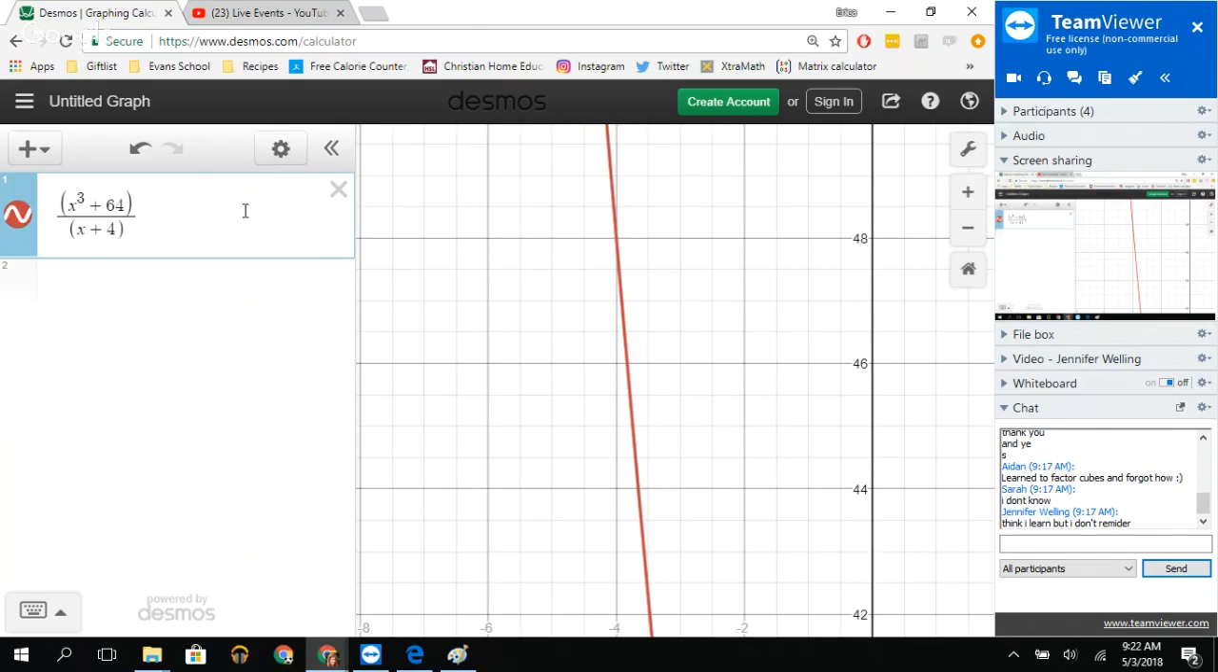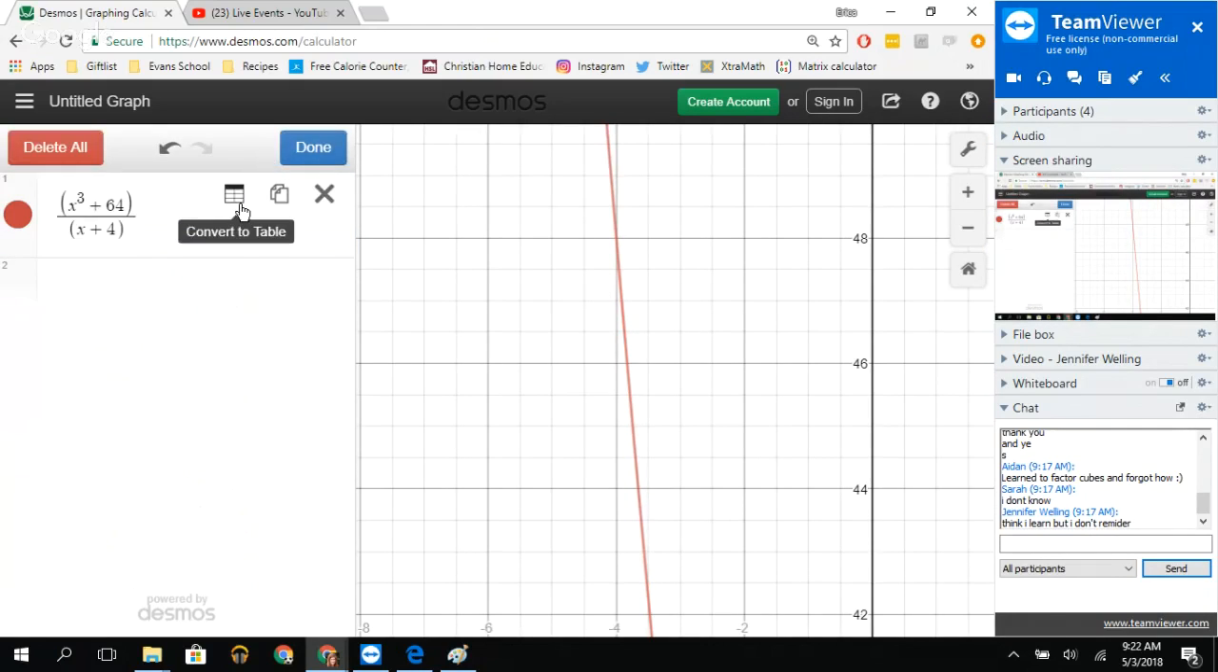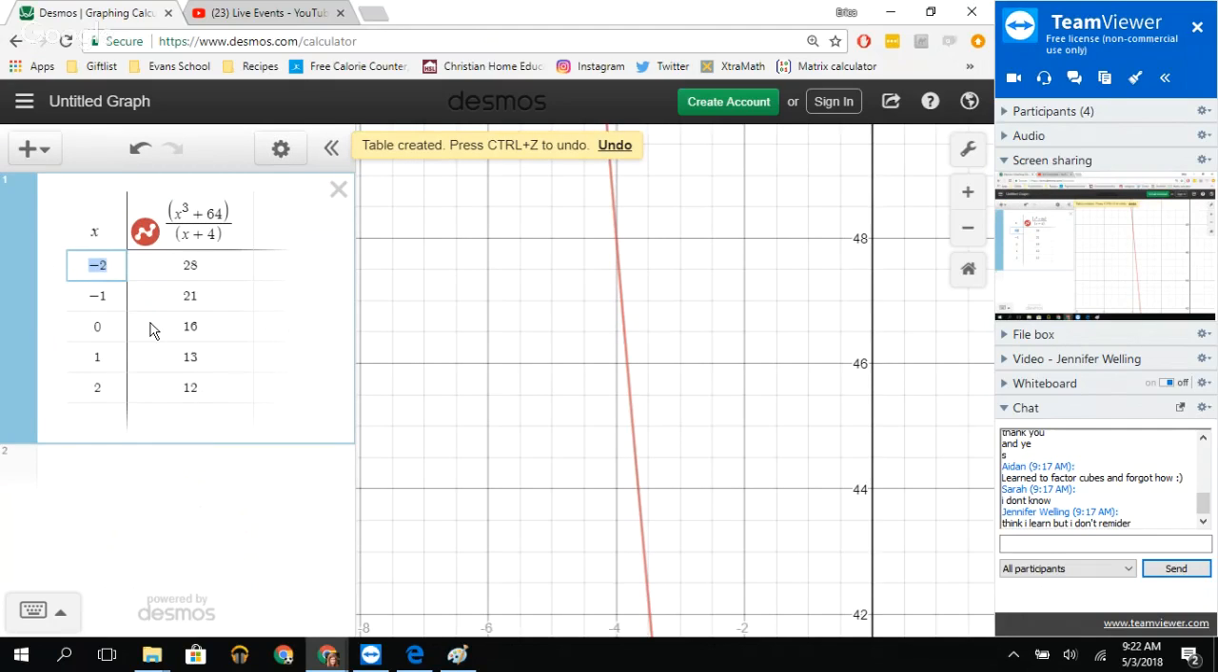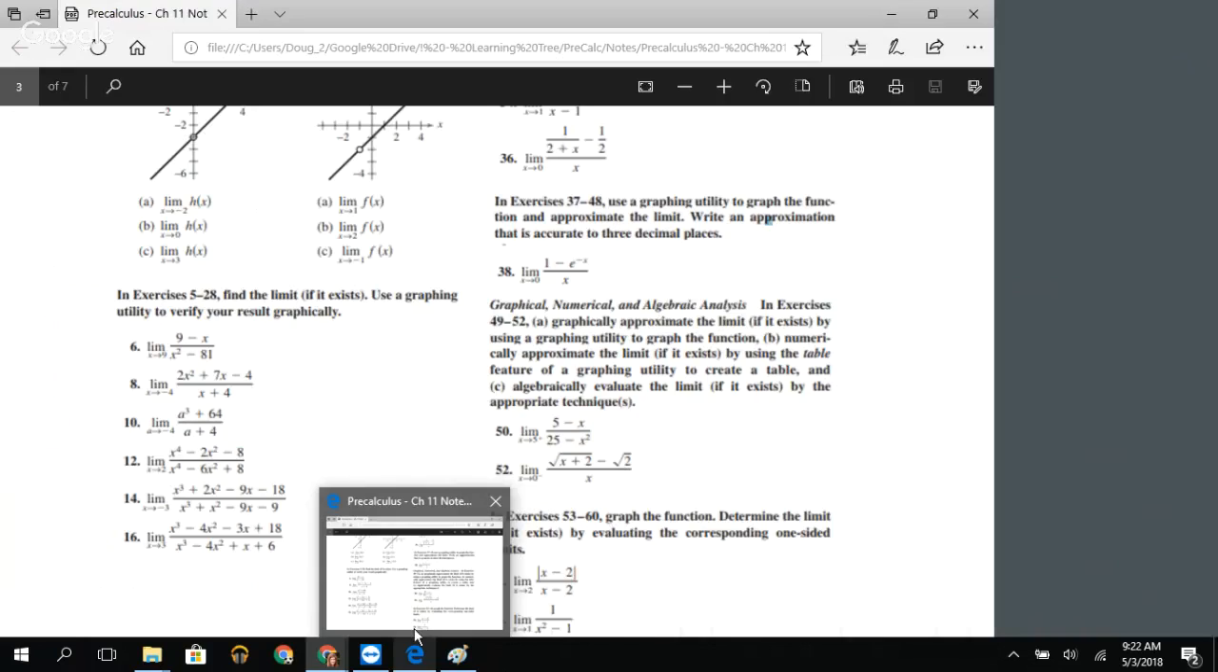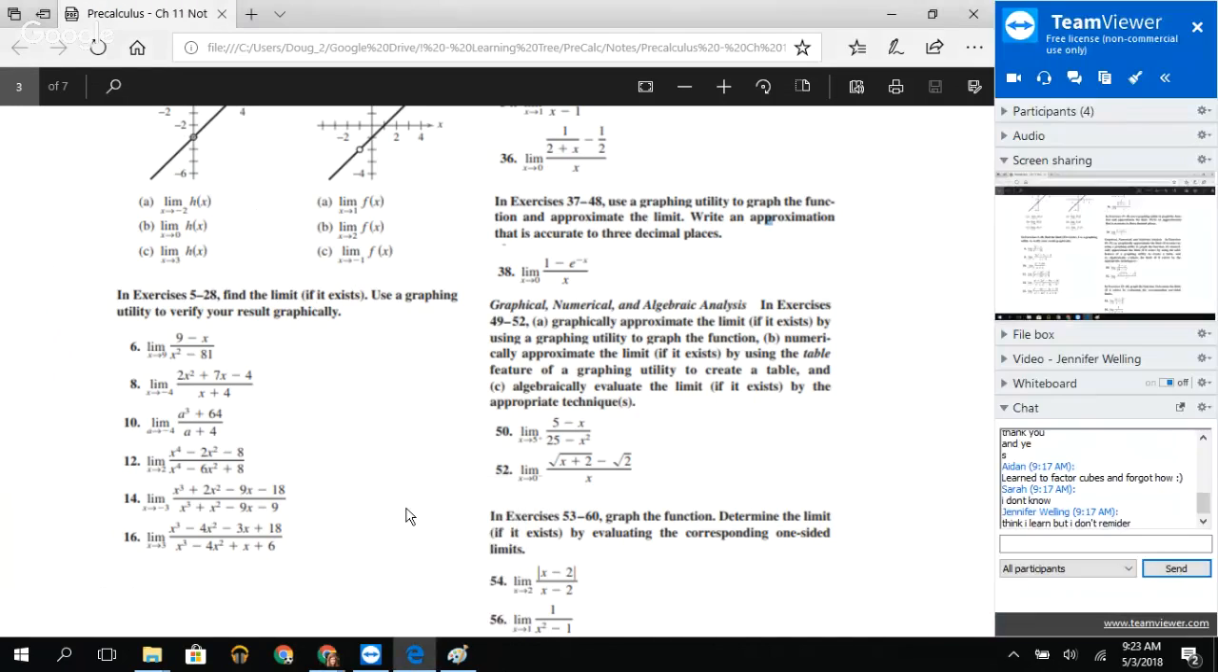Again, you could also change this to a table, and you can put in some values that are really close to -4, but not quite there, and also find the limit that way. So that's just a reminder and update on a little bit more complicated one.